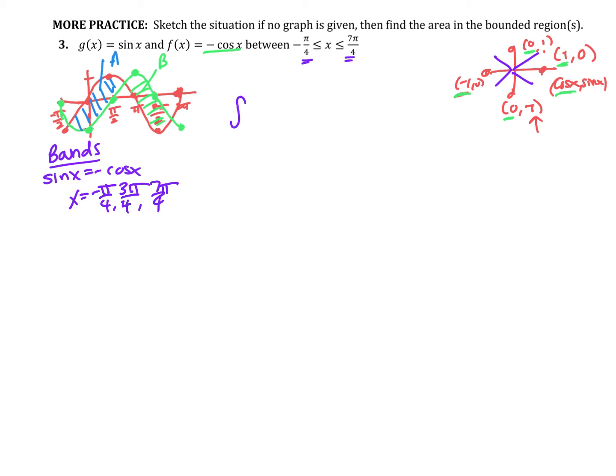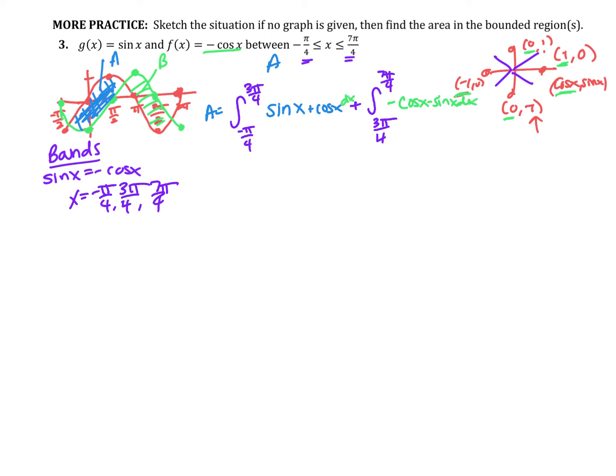This is going to be our integral for A, negative pi over 4 to 3 pi over 4. And what area are we looking at here? We're looking at the area where the red graph is on top for this blue piece over here. So that's going to be sine of x minus negative cosine of x, so sine of x plus cosine of x. Plus the integral from 3 pi over 4 to 7 pi over 4. And here it's switching. So this is going to be the green area, which is going to be negative cosine of x minus sine of x dx. Oops, squeeze a dx here.